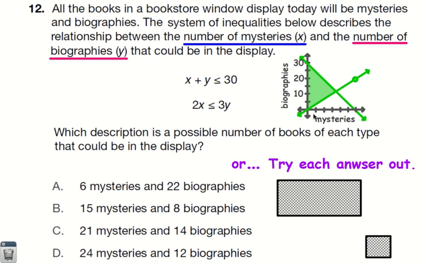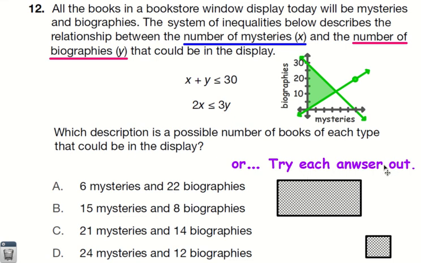24, 12. 5, 10, 15, 20. Yeah, not looking good. So according to the graph, it looks like 6, 22 is in my shading. Henceforth, vis-a-vis, ergo, is a solution and would be a proper combination of mysteries and biographies.